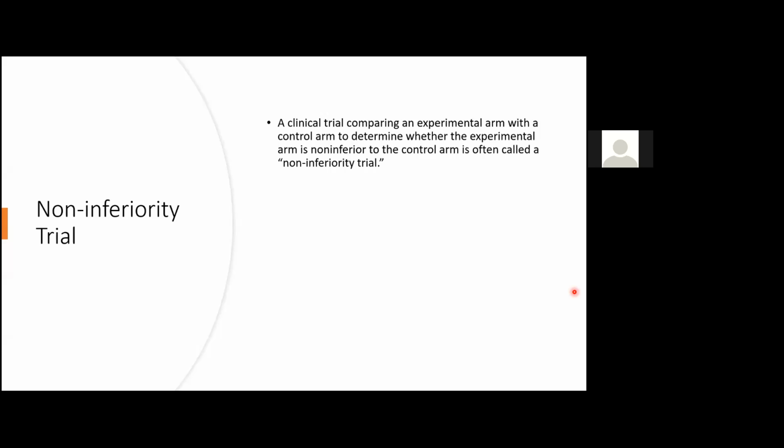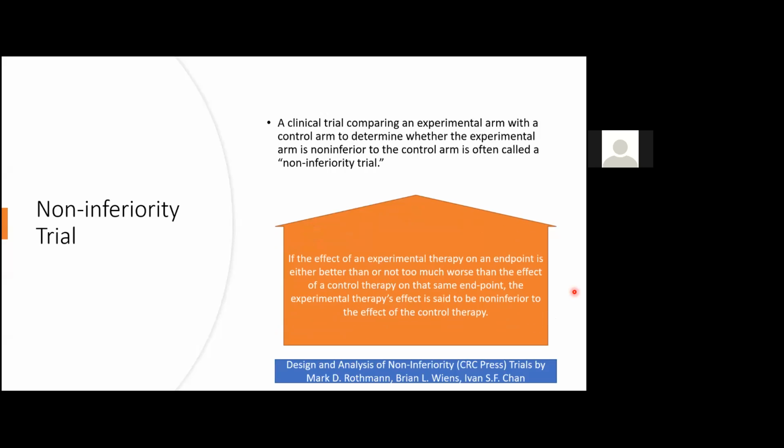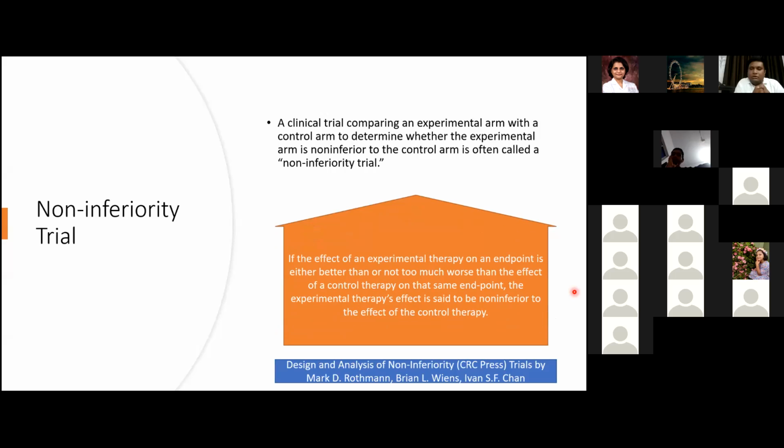So what does the term non-inferior mean? The textbook Design and Analysis of Non-Inferiority Trials by Rothmann et al. states that if the effect of an experimental therapy on an endpoint is either better than or not too much worse than the effect of a control therapy on the same endpoint, the experimental therapy's effect is said to be non-inferior to the effect of the control therapy.